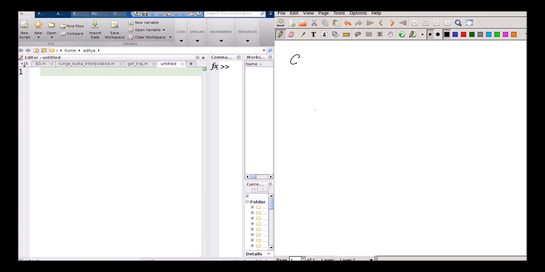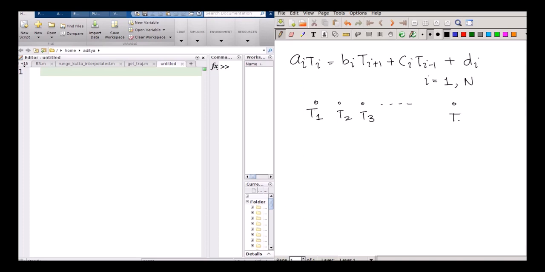So assume we have equations of the form Ai Ti is equal to Bi Ti plus 1 plus Ci Ti minus 1 plus Di. It's a set of equations where i can run from 1 to n. Of course, the unknowns in this problem are the nodes T1, T2, T3, all the way up to Tn minus 1 and Tn.